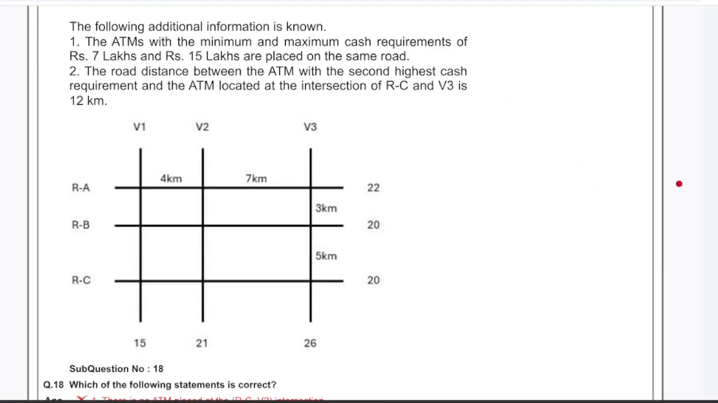What exactly do they mean? They're talking about these V1, V2, V3. These are the parallel vertical roads, and RA, RB, RC. So they're talking about these roads. And these are the intersection points that they have. There are nine intersection points in total, and out of these nine, only six intersection points have ATMs.